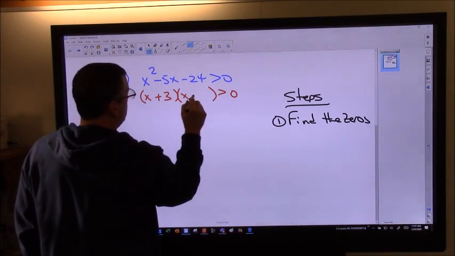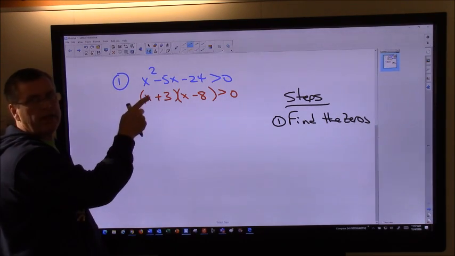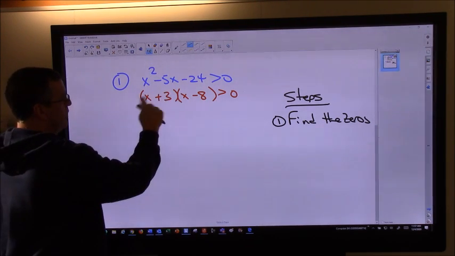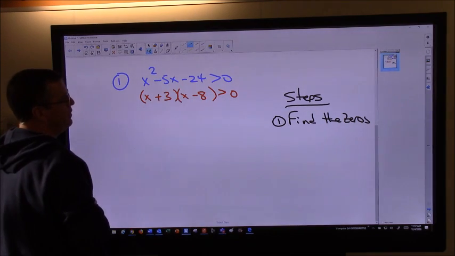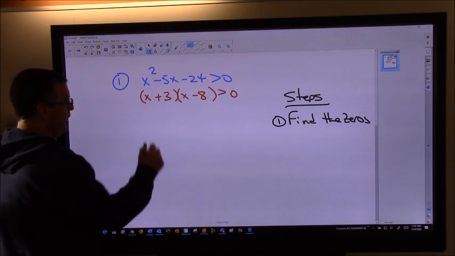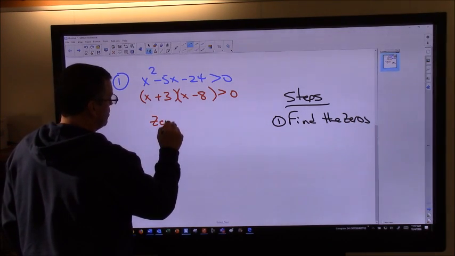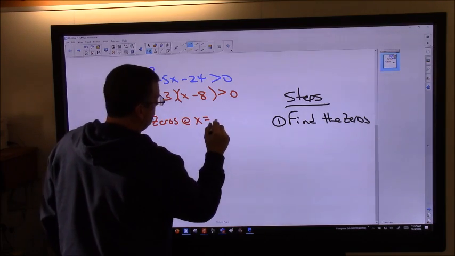So positive 3 minus 8. And again, always multiply it out, double check, make sure you come back to this. X squared, negative 8x plus 3x, that equals this one. And positive times a negative, yep, negative 24. So that means that my zeros are at x equals negative 3 and positive 8.